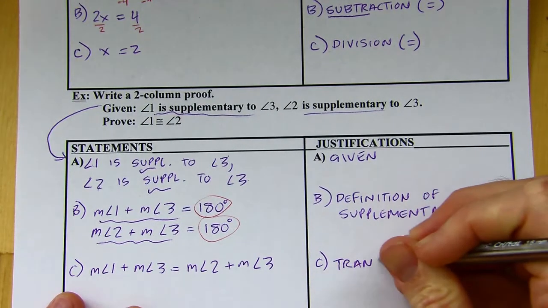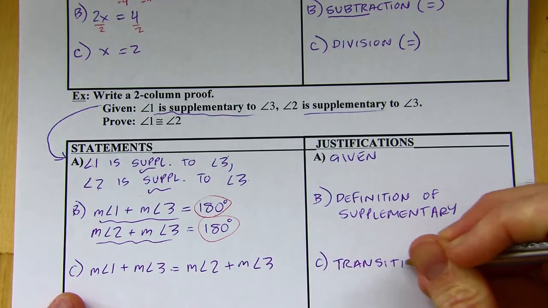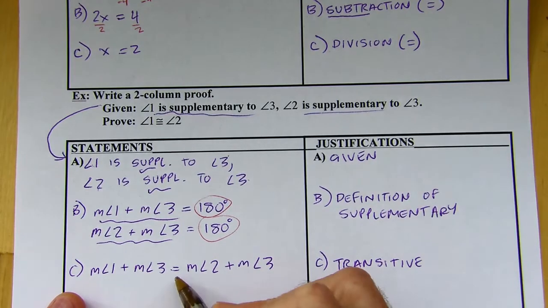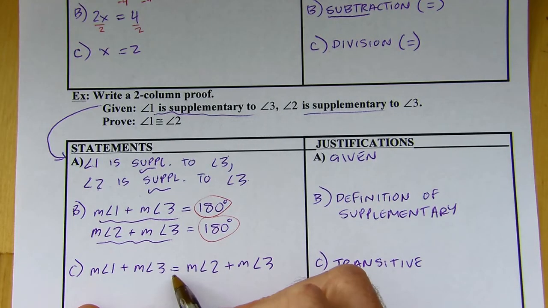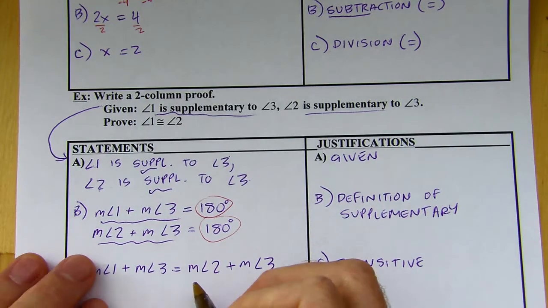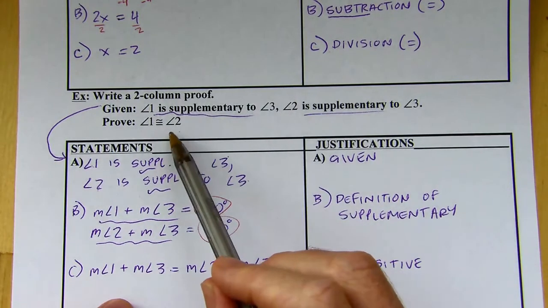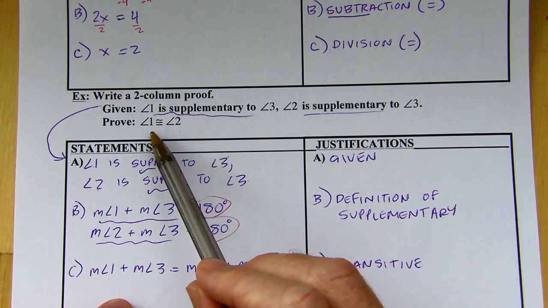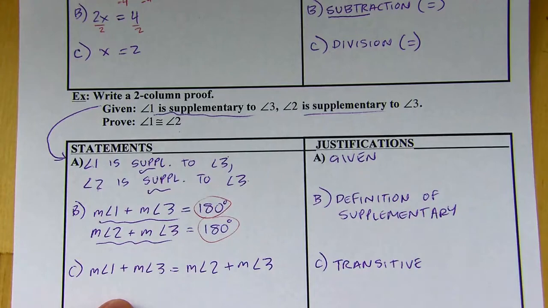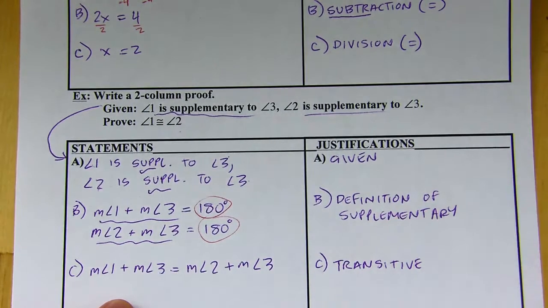Okay, now it's tempting to say congruence, but if we look at this, we don't have a congruence statement here. We have an equation. Okay, so remember, if I wanted to say angle 1 is congruent to angle 2, then I use congruence. But if you have the measure of those angles, then it's an equation.